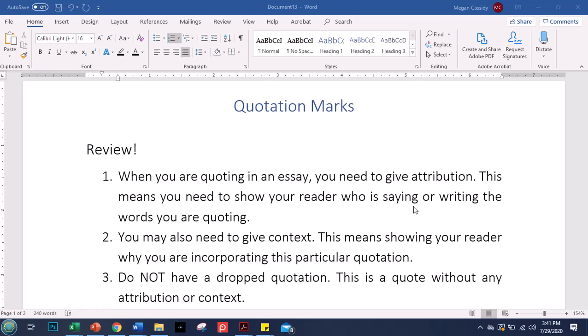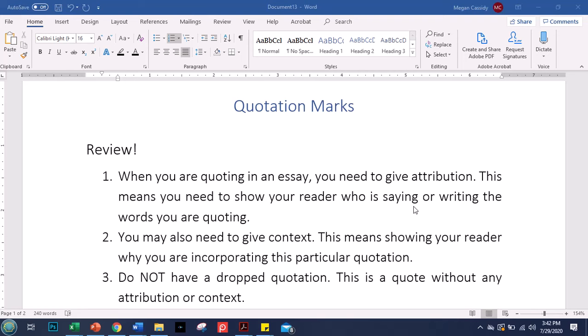Everyone, and welcome back. So, last time we talked about quotation marks in dialogue and in essays, and this time we're going to go into a little bit more about MLA formatting, and we'll look at some examples of the differences between dialogue in a book.